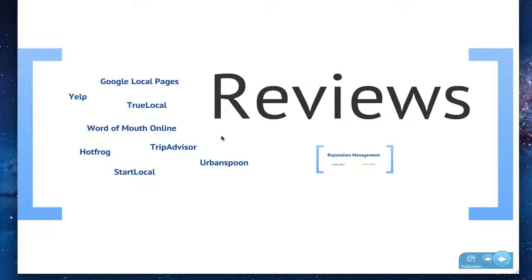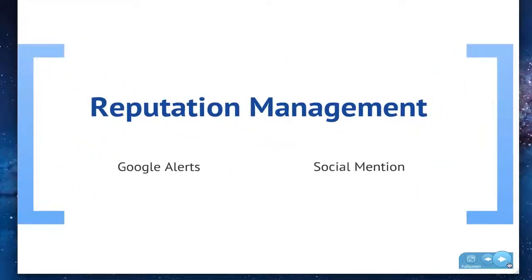So other places you can get reviews left are on Yelp, True Local, Word of Mouth Online, Hot Frog, Start Local, TripAdvisor, Urban Spoon. So you want to actively promote and go out and get these reviews now. And again, it ties back in with the search results as well. So reviews are super critical, and rather than just putting them up on your website, it's better off to have the reviews somewhere else. And then what you can do is just go and cut and paste them from those other sites back on your website, which ties back in with your reputation management.